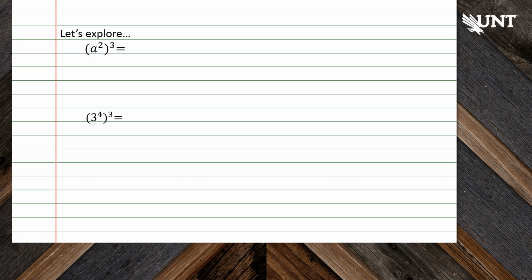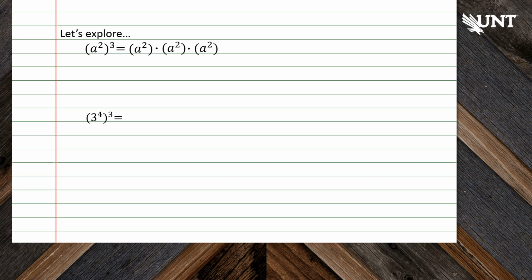Let's continue investigating exponents. Now we're going to explore a squared raised to the power of 3. Going back to the definition of exponents, we need to be able to recognize the base and the exponent. In this case, the exponent is 3, and it's touching the parenthesis, which means whatever is inside is the base. So our base is a squared, and it will be repeated 3 times. So we can write it as a squared times a squared times a squared.